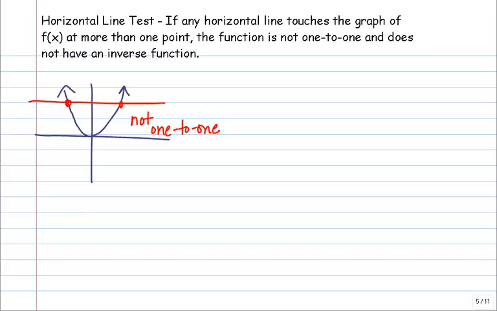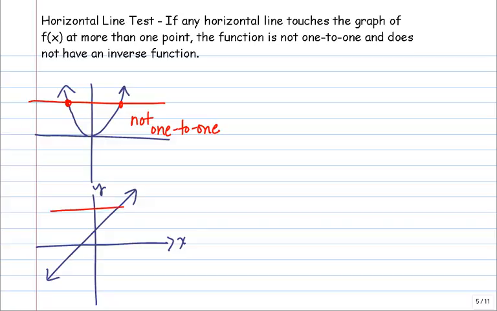What about the graph of a line? Would that be one-to-one? Yeah, it doesn't matter where we draw the horizontal line. It's only going to touch one point of the graph. So that one is one-to-one. Okay?